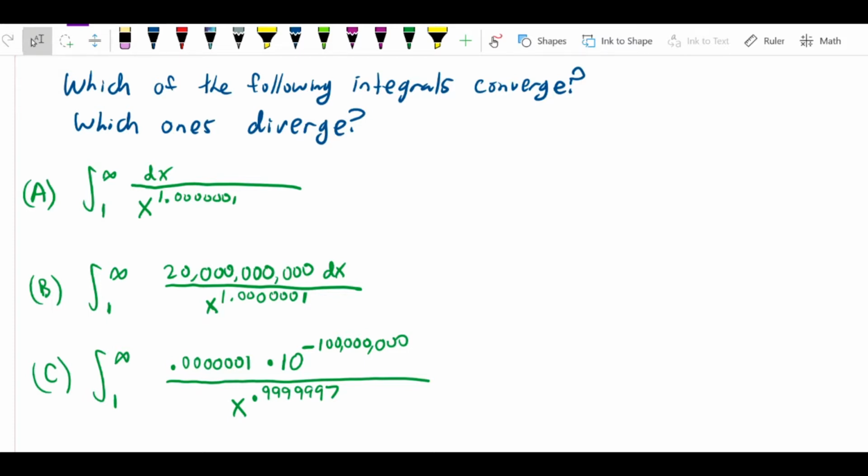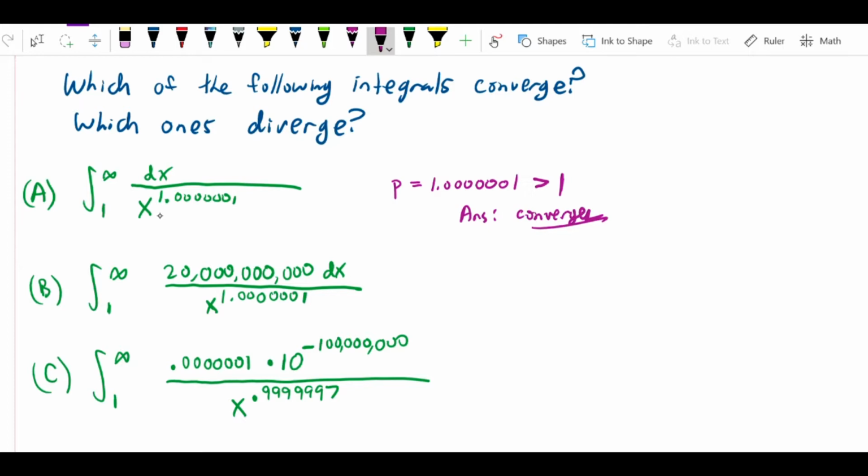Let's look at them one by one. So first of all, in integral a, we have 1 over x to the 1.000001. This is a p integral with p equal to 1.000001, which we note, even though it's very slightly so, is greater than 1. Therefore, we can say that the answer is that a converges. It doesn't matter how little the exponent exceeds 1 by. As long as it exceeds 1, the integral converges.